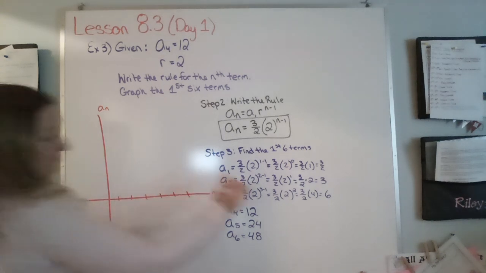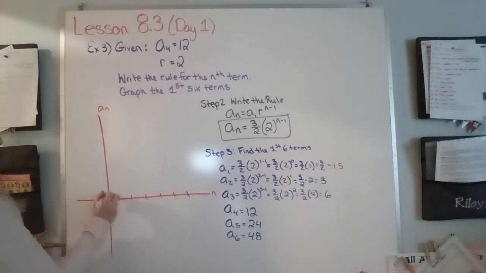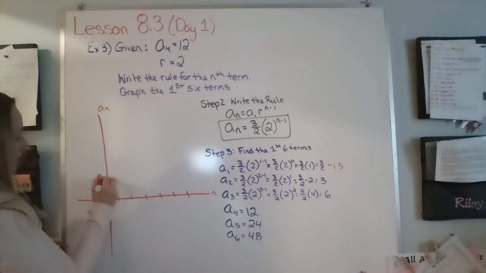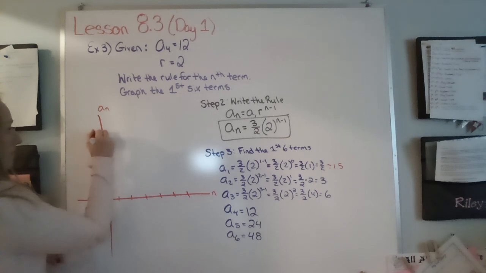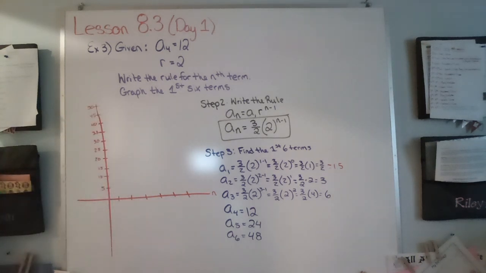I know that it goes everywhere from, this is 1.5 if you want to think of it in decimal form, from 1.5 all the way up to 48. So you might want to change your scale. I think I counted by 5s on my answer key. So 5, 10, 15, 20, 25, 30, 35, 40, 45, 50. And then you just approximate where they should be located.